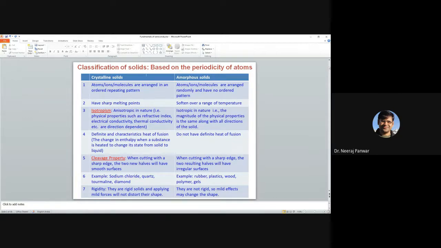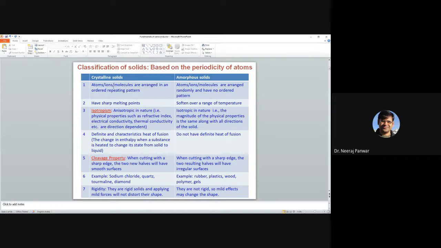So we can compare here the crystalline solids and the non-crystalline solids, that is amorphous solids. As we have said that in crystalline solids, atoms, ions, molecules are arranged in an ordered repeating pattern throughout the solid. In case of single crystals and in case of polycrystals, there are regions where this periodic arrangement is there. But if we pass from one region to other region through grain boundary, then the periodic arrangement would be there in another grain, but their orientation would be different.